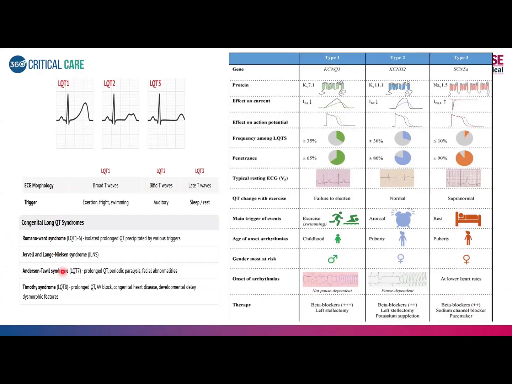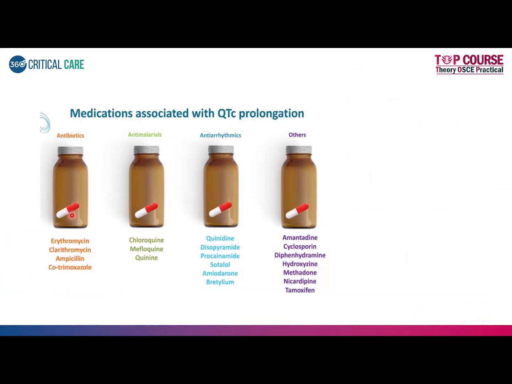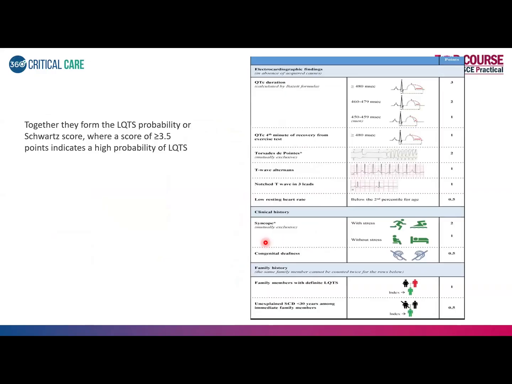What are the medications which are associated? We can have antibiotics like erythromycin, clarithromycin, ampicillin, cotrimoxazole, antimalarials, antiarrhythmics, quinidine, disopyramide, procainamide, sotalol, amiodarone, bretylium. All these can cause it. And other causes are amantadine, cyclosporine, hydroxyzine, methadone, nicardipine, tamoxifen. So there are a lot of drugs which are involved in case of a prolonged QT.